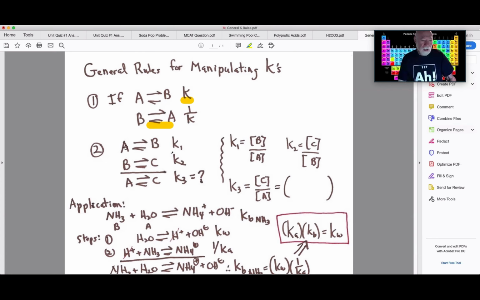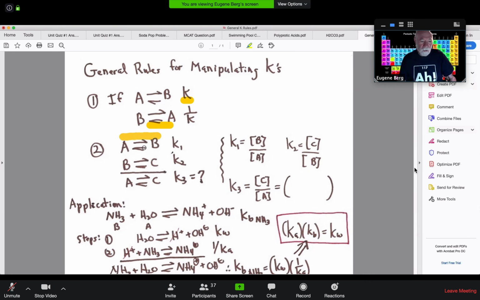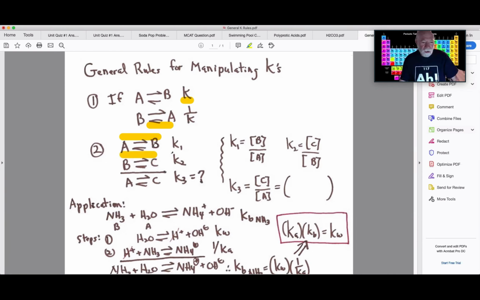What happens if you want to add 2 reactions together? For example, we have A goes to B, and we have the reaction B goes to C. Now, you know from Hess's law, you can add these together and get the overall reaction A goes to C. The jackpot question is, what do you do to their Ks to get K3? What's the relationship between K1 and K2 and K3?